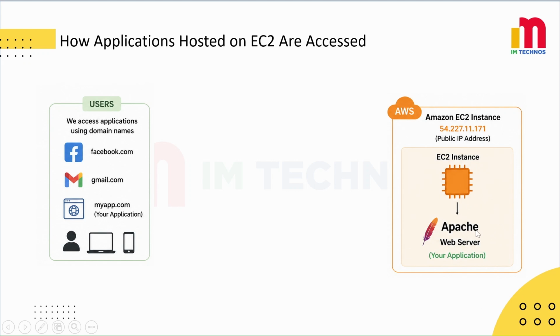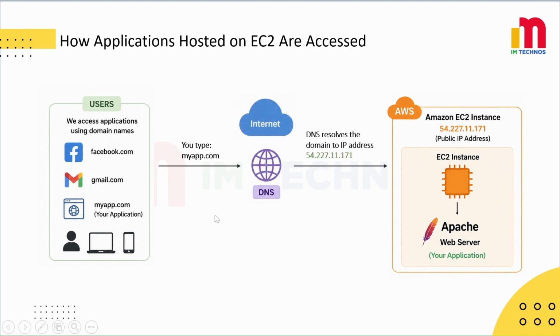Now normally, we access applications using a domain name, right? For example, instead of remembering the IP address, we simply type myapp.com in the browser. Behind the scenes, that domain name gets resolved into an IP address using DNS. That IP address points to the server, and in our case, it points to the EC2 instance. Once the request reaches the EC2 instance, the application running inside it, which is an Apache web server here, processes the request and prepares the response. That response is sent back through the internet to your browser. And finally, you see the application loaded on your screen.